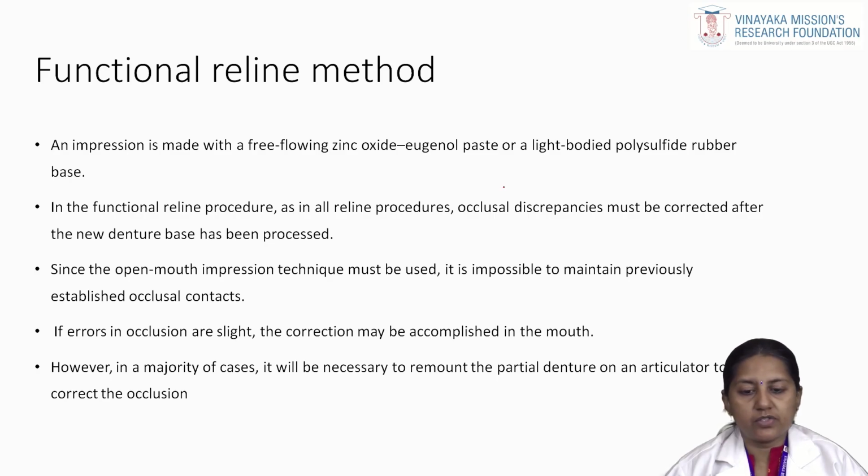In the functional reline procedure, as in all reline procedures, you will have occlusal discrepancies, and this must be corrected after the new denture base has been processed. Since the open mouth impression technique must be used, it is impossible to maintain the previously established occlusal contacts. If errors in occlusion are slight, the correction may be accomplished in the mouth. However, in a majority of cases, you have to remount it in the articulator to do the occlusal corrections.